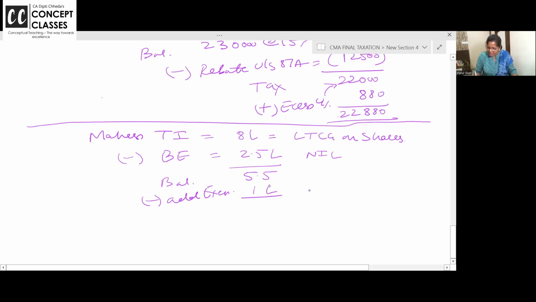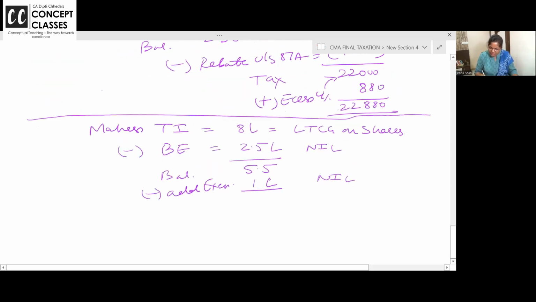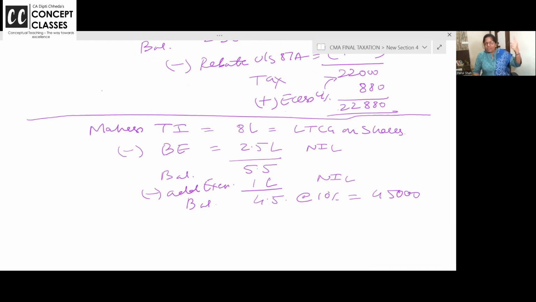Just 1 lakh. How much is the tax? Nil. Now you have balance. How much? 4.5 lakh. How much is the tax rate on long-term capital gain? 10%. That is 45,000. Any doubt till here? First 250 is exempt. Additional 1 lakh exemption because it's a long-term capital gain on shares taxable at the rate of 10%. Beyond that, 45,000.